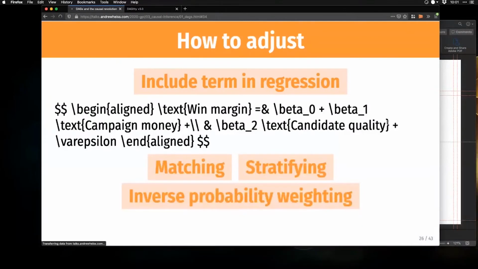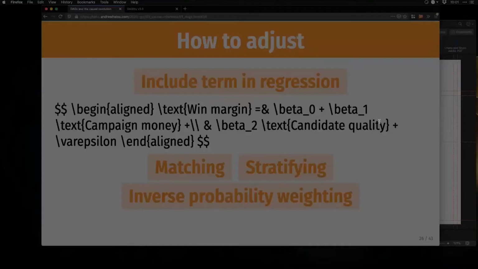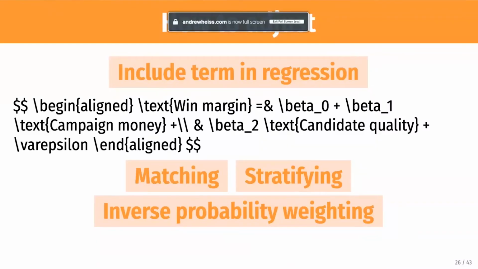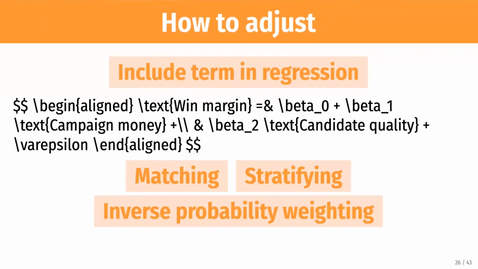Oh, the math got messed up here. Math is super messed up here. On your screens, when you follow along later, you'll see the actual math. But there are different ways of adjusting. You can just include the term in a regression model. Here you can see campaign money is there, candidate quality is there. If you include both of those things in a regression model, then you're going to adjust for quality.